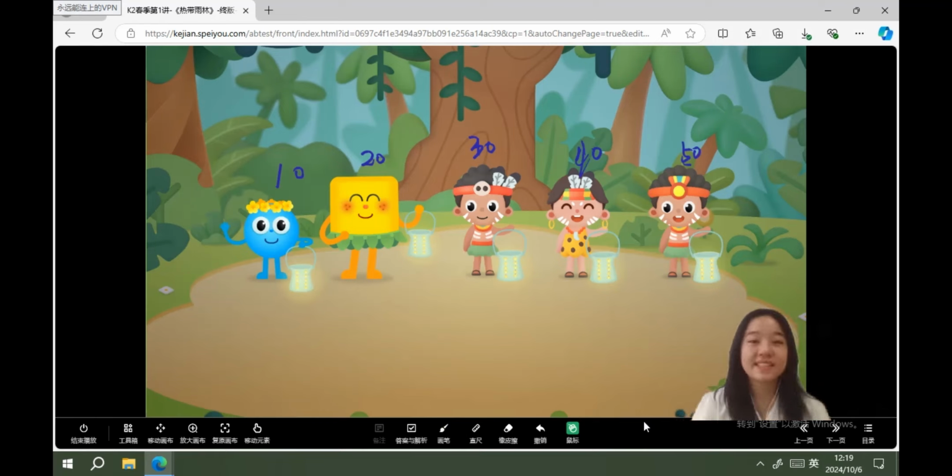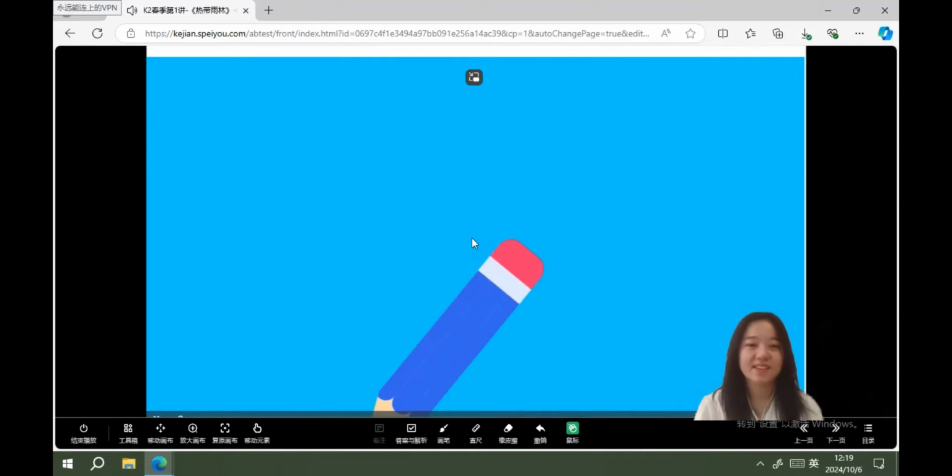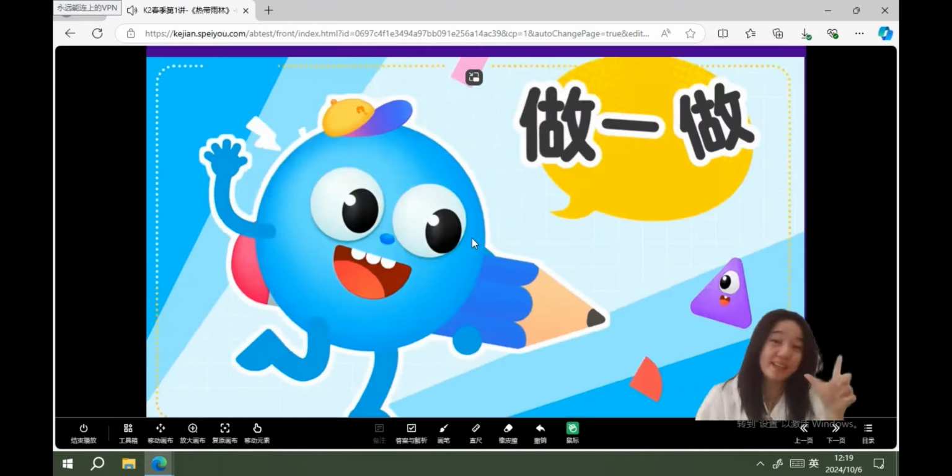See, when we can count by groups of 10, it will be much faster. So today we will learn how to count by groups. Let's just do it.